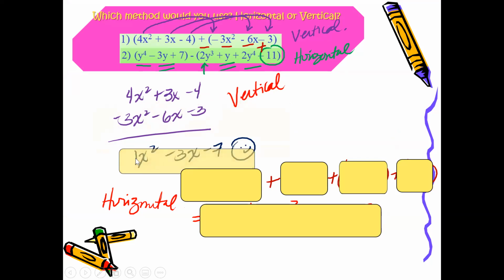4 minus 3 is going to give you a 1. 3 minus 6 is a negative 3. Negative 4 and negative 3, you combine them together, it gives you a negative 7. So that's your answer for question number 1.